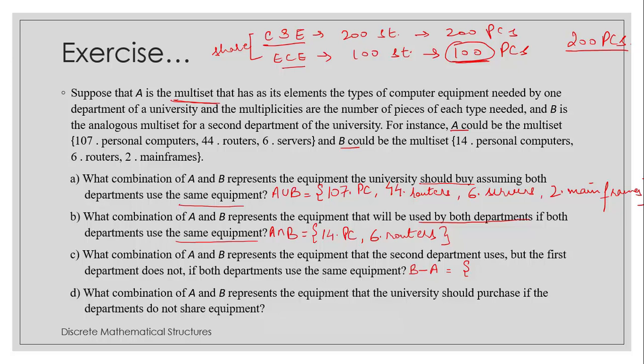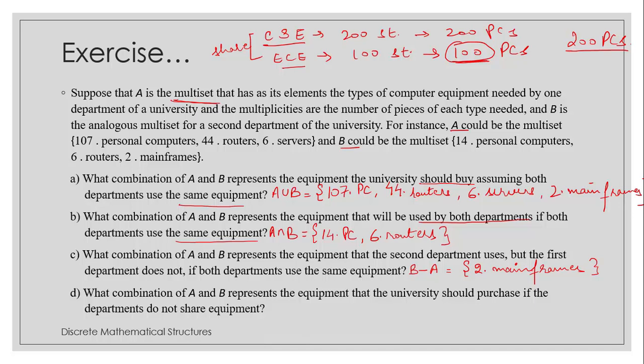Then 6 minus 44, again the answer is negative. Servers, 0 minus 6, again negative. The answer is only 2 mainframes. This is the answer.